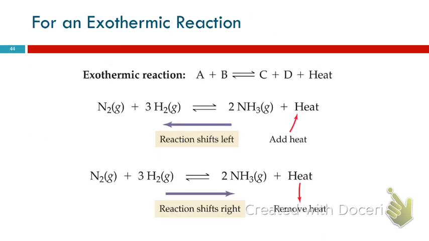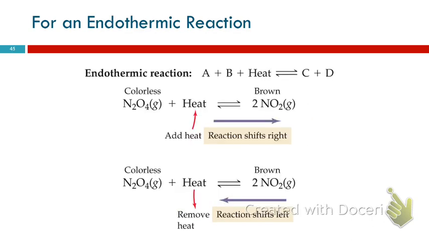So for an exothermic reaction, here we have A plus B making C and D, and heat. It's exothermic, it's releasing heat. So if we add heat, that's going to have the same effect as adding one of the products. It's going to shift away from that. If we remove heat, it's going to shift towards that to make more, trying to reestablish the balance, the equilibrium. Endothermic reaction, here we have heat as a reactant.